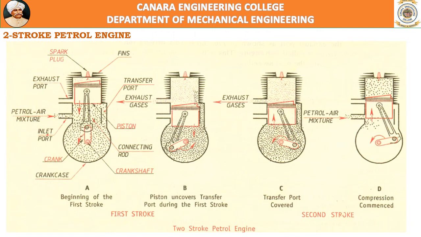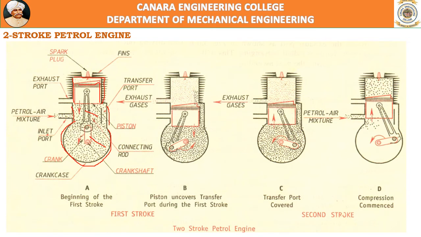Now you see this black colored line. This is the engine cylinder. The cylinder is continued with a crankcase. This is called the crankcase, inside which the crank is located, and this is the connecting rod which connects the piston. So this is the piston.